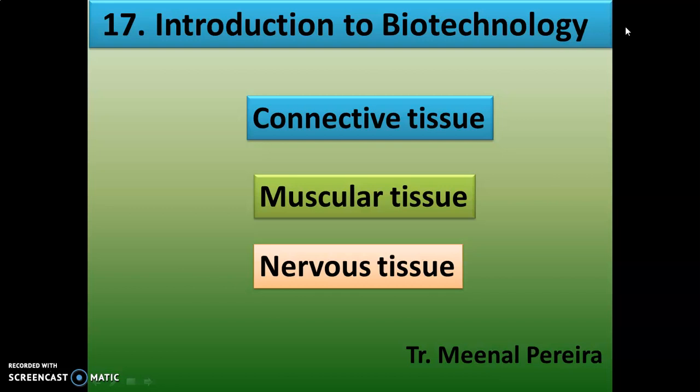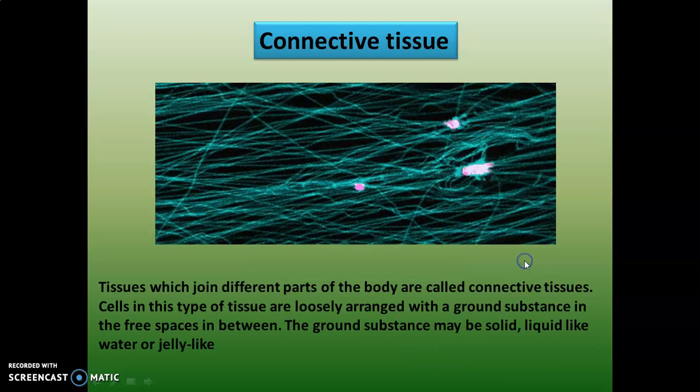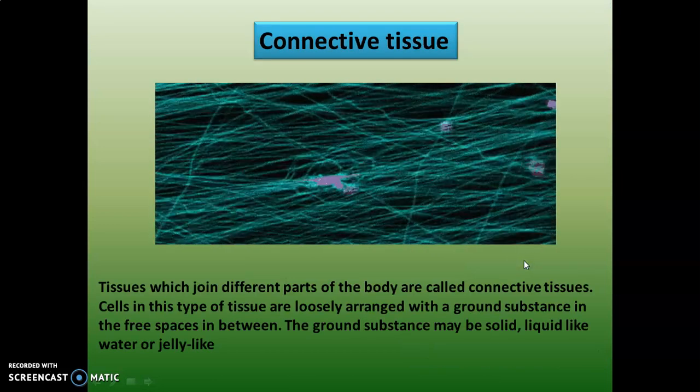In this video, we will study three types of tissue, that is connective tissue, muscular tissue and nervous tissue. So let's begin. First, we will study the connective tissue.